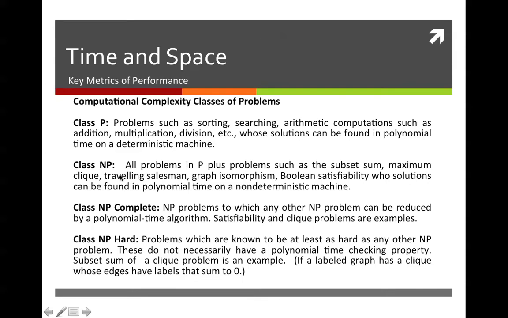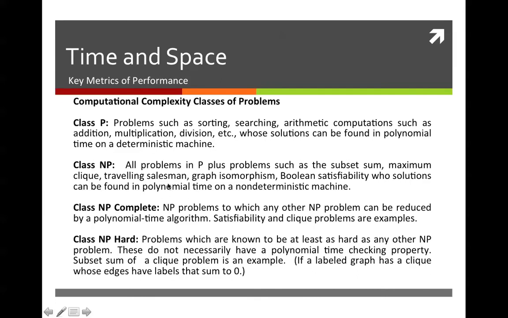Class NP problems are those that are polynomial time in terms of execution, but the machines they run on are not deterministic. They run on a non-deterministic machine. The subset sum we just looked at is one example.